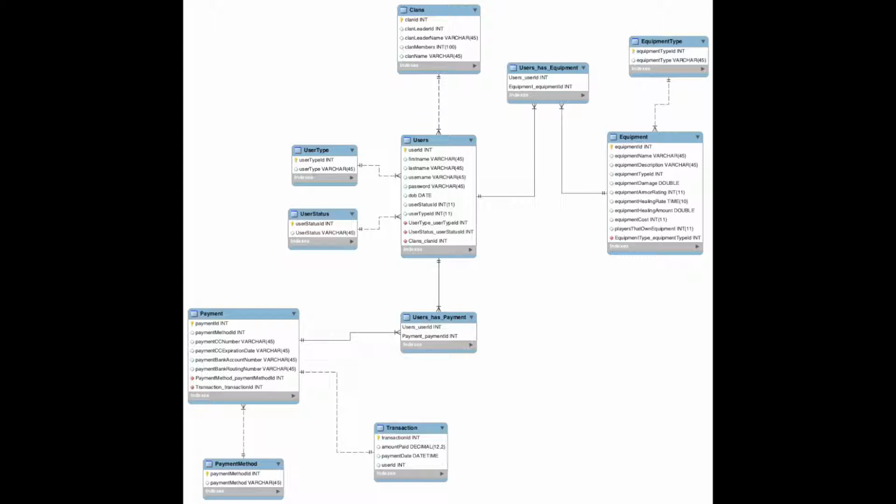And the payment table itself connects to a transaction table, which holds the transaction ID, the amount paid, the payment date and date time, and the user ID, so that way you know what user paid, how much they paid, when they paid. The payment table also has a payment method, just because a user might use a gift card, or they might receive a gift from another user, or they might be using their own credit card or debit card, which would handle the payment methods.